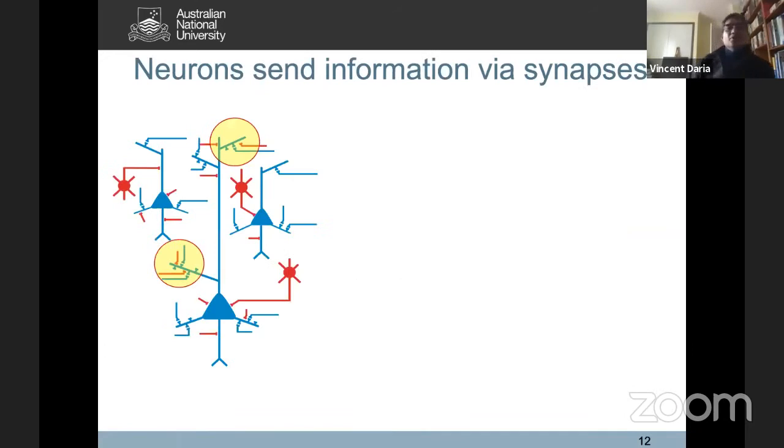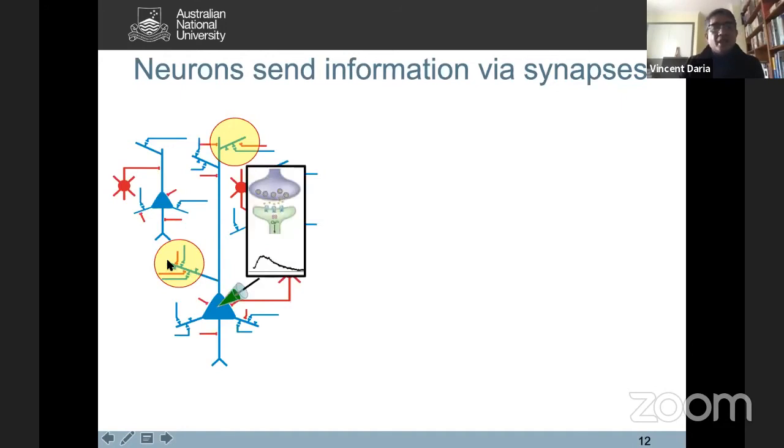So neurons send information via synapses. This is the neuron again, and each of these synapses is on the dendrites. A synapse would look like this. This is the sending neuron, and this is the receiving neuron. In this particular case, this green one is connected to this large neuron here. Once the neuron receives a synapse, it changes in voltage.